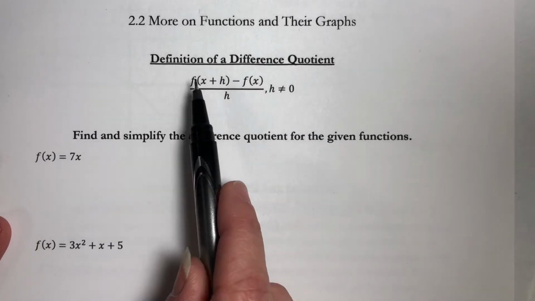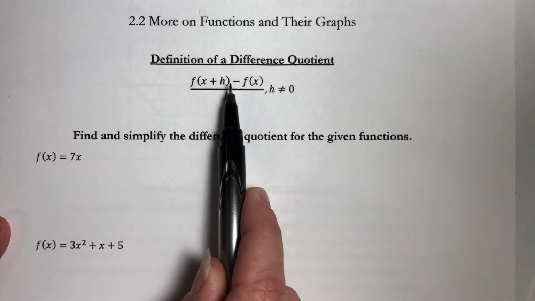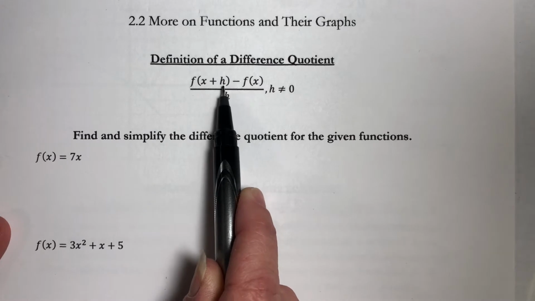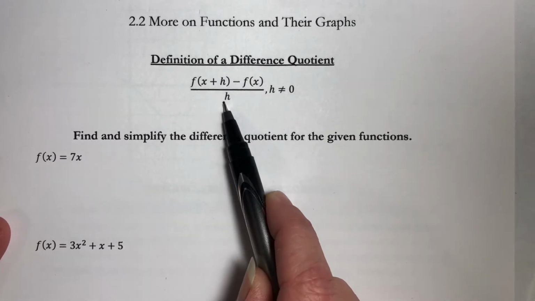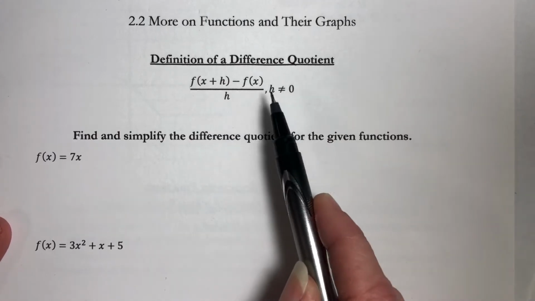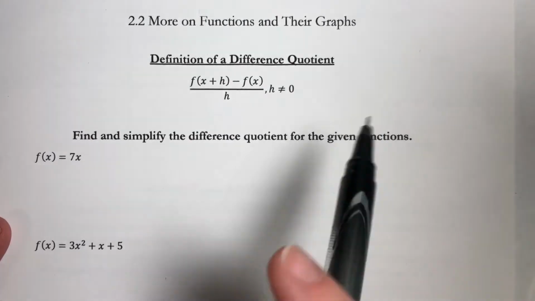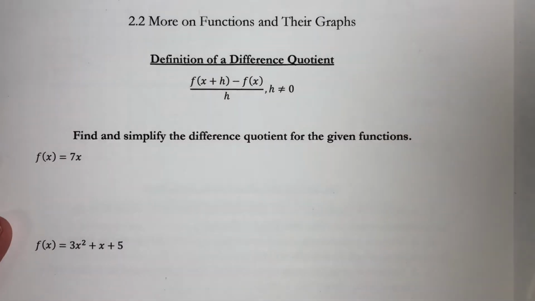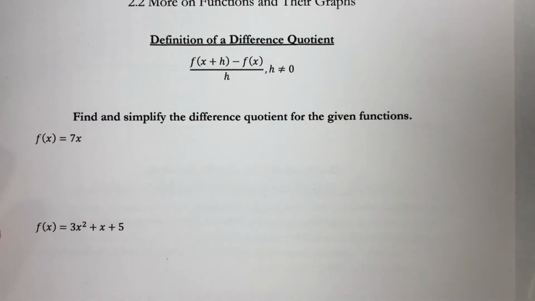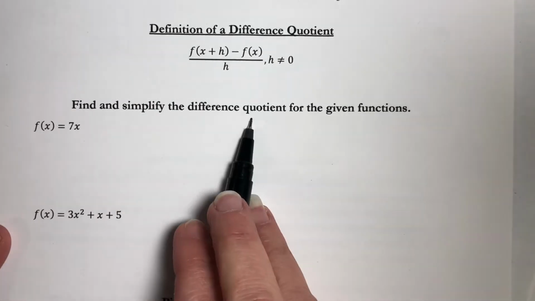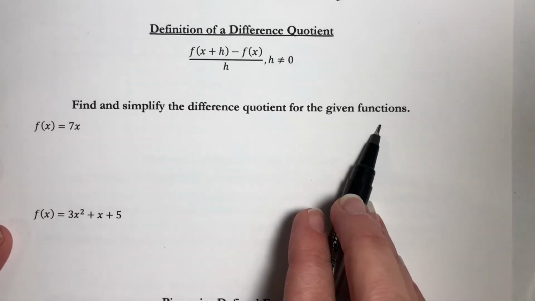What this is: f of x plus h, so we're going to have to plug in x plus h, and then we have f of x, that's given to us, divided by h. Now, if you took calculus, you will recognize this as part of one of the two definitions of a derivative, okay? But that's not important right now. If it looks familiar to you, that's probably why. Okay, so let's find and simplify the difference quotient for the given functions.